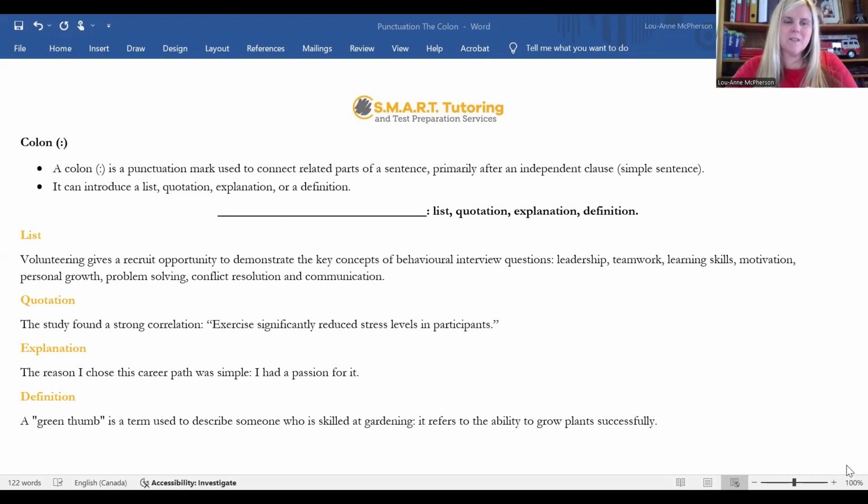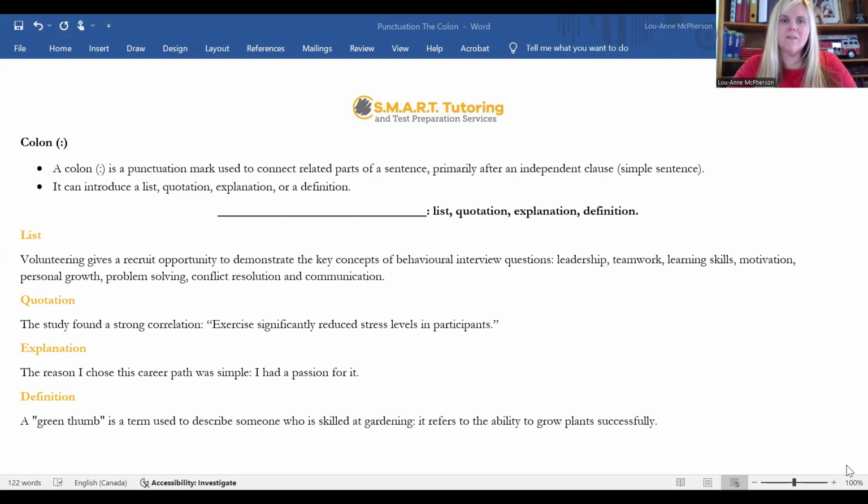Let's go over the rules of the colon. There are many of them, so I'm just going to cover the common rules that you'll need here. First of all, a colon, or the little dot, is a punctuation mark used to connect related parts of a sentence. Primarily, this is after an independent clause or a simple sentence. What I want you to know is that you can use the colon after a simple sentence to introduce a list, a quotation, an explanation, or a definition in writing.